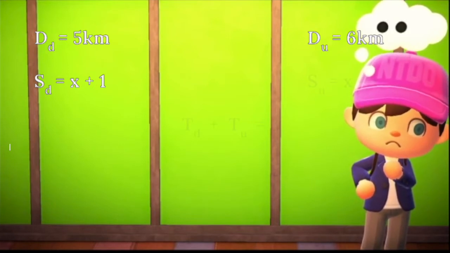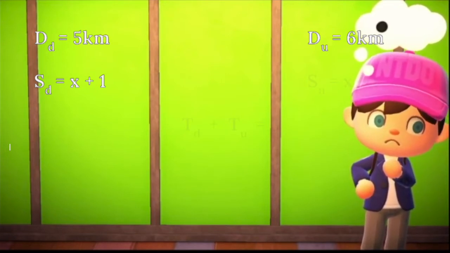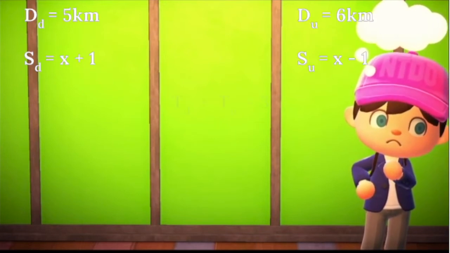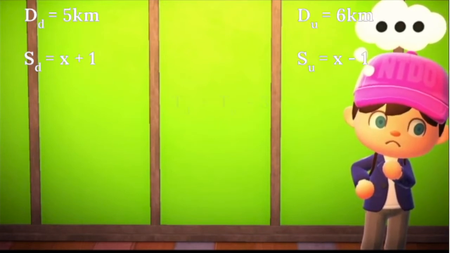And just like with downstream, we can figure out the speed he traveled at by using the same method we did. Since he's paddling upstream, it's going to be x minus the current speed, which is 1 kilometer an hour. And the reason it's minus 1 is because he's having to paddle upstream against the current, making him go slower.